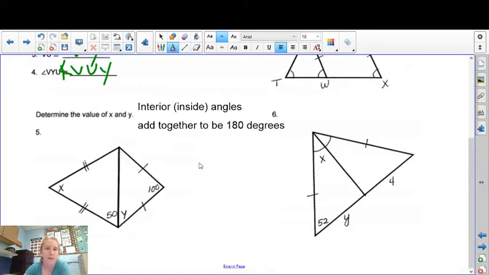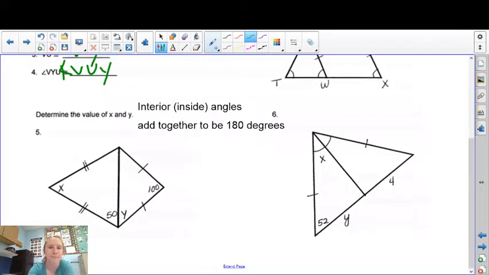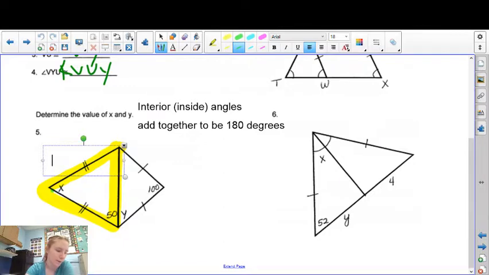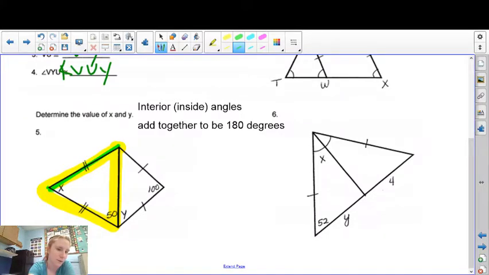So let's tackle this one right off here to the side. We're going to do it. Well, I see that I have equal sides. So this guy, okay, that's not what I wanted you to do. Thanks, computer. So this guy is equal to this guy, which means that I have equal sides and equal angles.